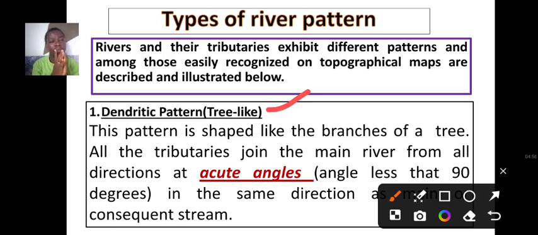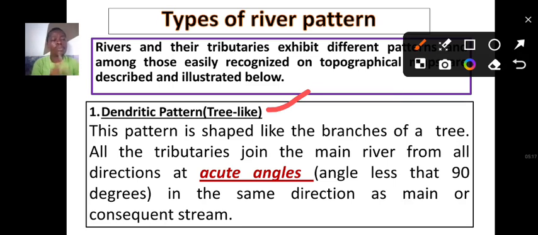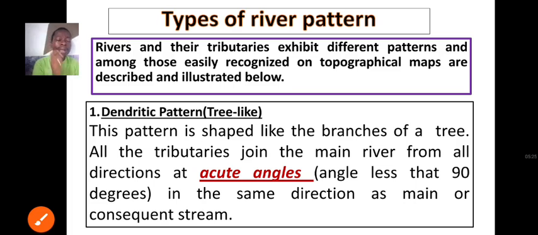Don't forget, all the tributaries join the main river from all directions at what is called an acute angle. So the angle between the tributaries and the main river is less than 90 degrees, in the same direction as the consequent stream, or the main stream or river. So that is what you should bear in mind: the angle formed at the confluence, where the tributary joins the main river, is always less than 90 degrees.